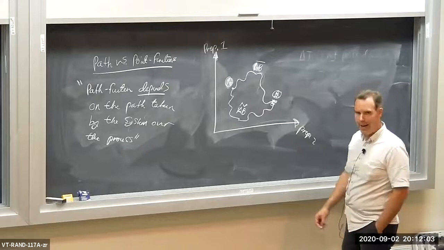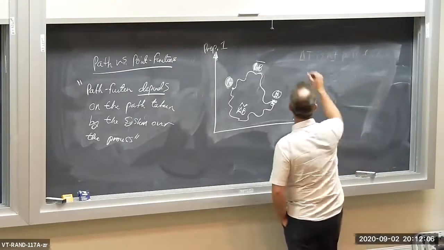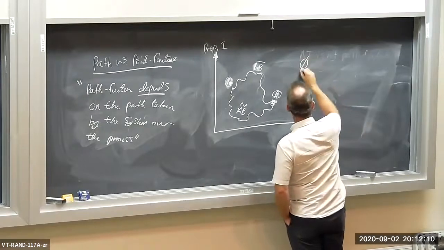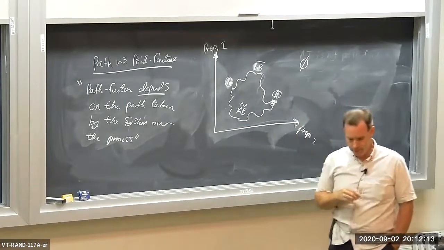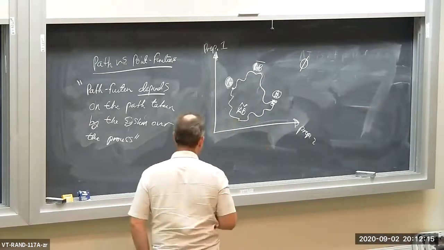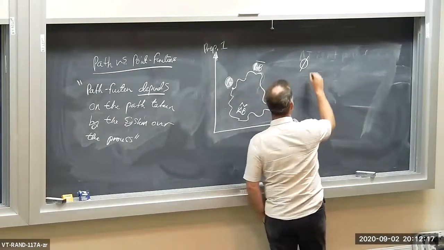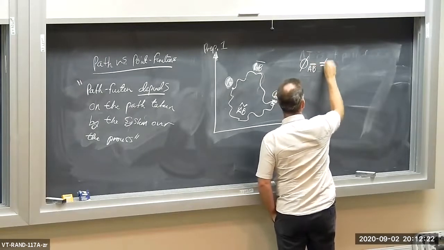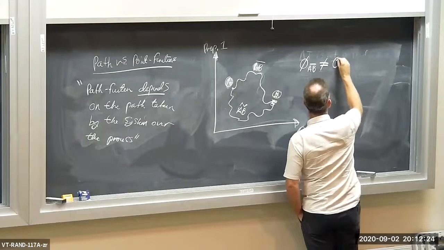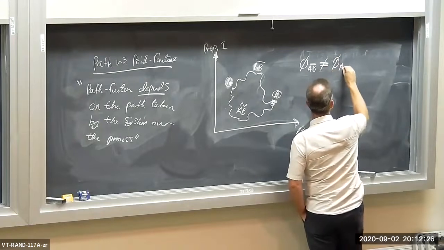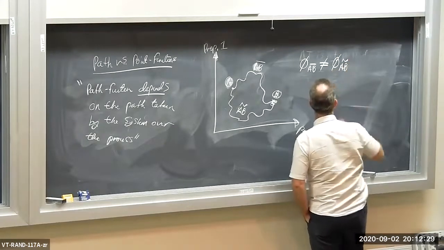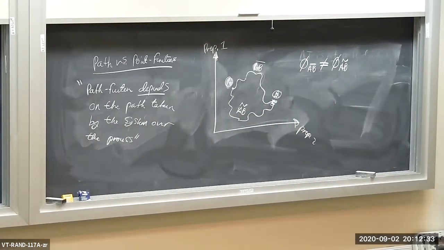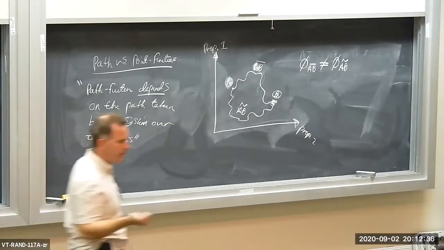The path function, and I'm going to characterize the path function by the Greek letter phi, okay? The path function from A to B along path AB bar does not necessarily equal the path function from A to B along AB tilde, okay? The function is path dependent. Examples of this are work and heat.